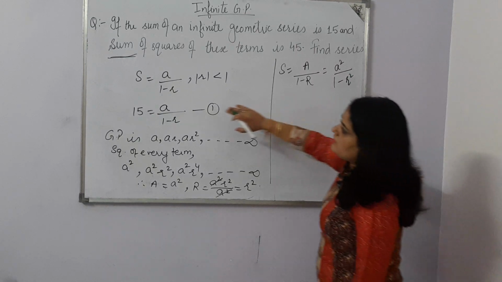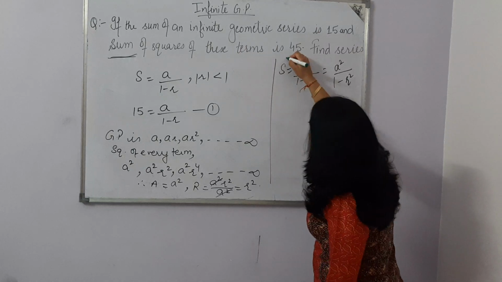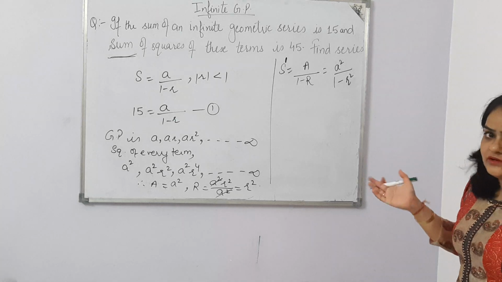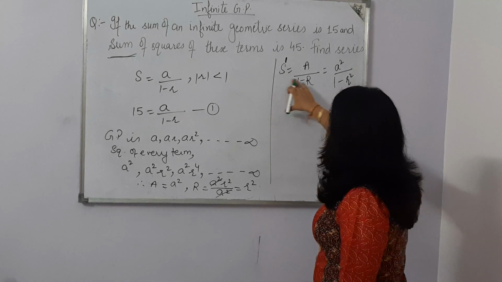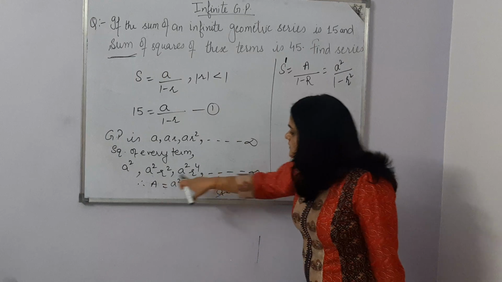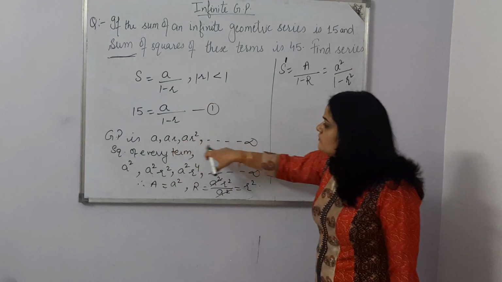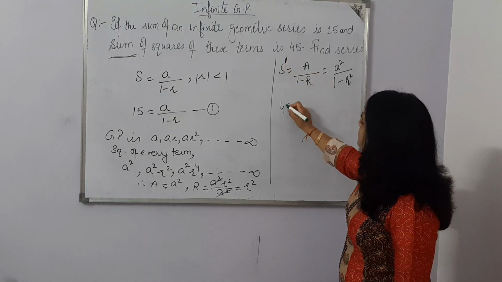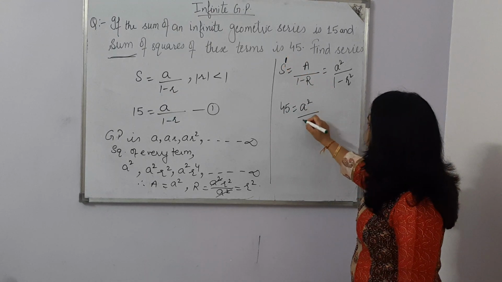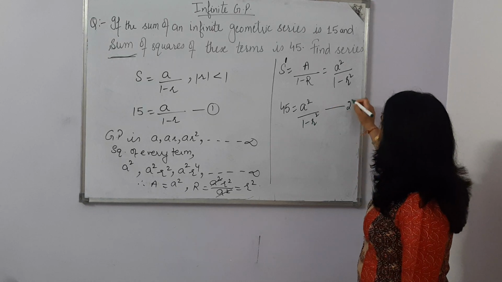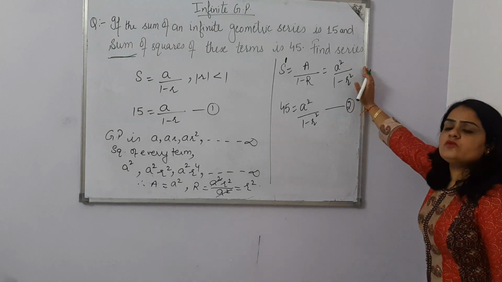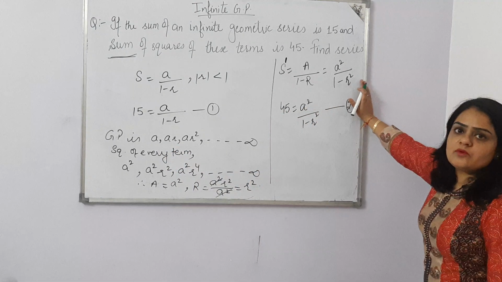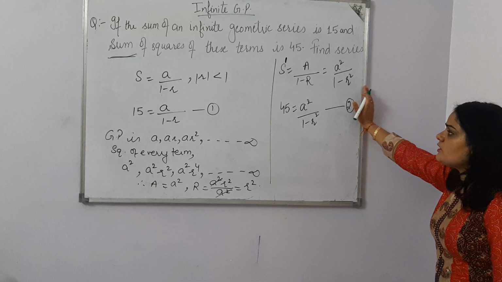Now if I have taken this as s, then I can take it as s dash, or small s, or s1, whatever you want. So s dash is the sum of these terms, and s is the sum of those terms. Now it is already given, the sum is 45. Now take it as 2. Now we need to find the series. We can only find the series if we have the values of small a and small r.